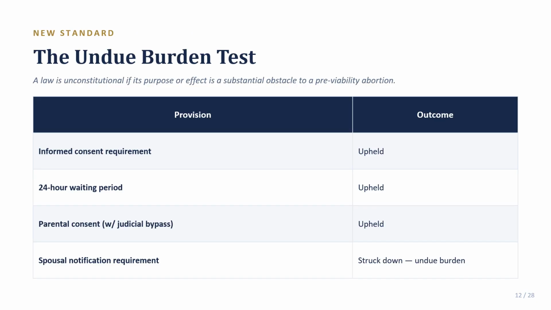Now, here is the new standard, okay? The law is unconstitutional if its purpose or effect is a substantial obstacle to a pre-viability abortion. Now, notice the structure of that test carefully because both halves matter independently. A law is going to fail if either its purpose or its effect creates a substantial obstacle, meaning a law could be struck down even if lawmakers had entirely benign health related intentions, if the law's actual real world effect nonetheless creates a substantial obstacle.